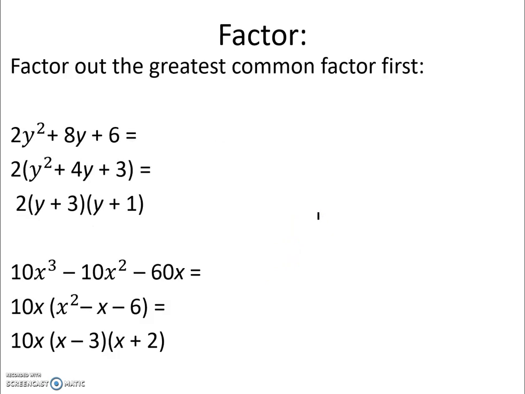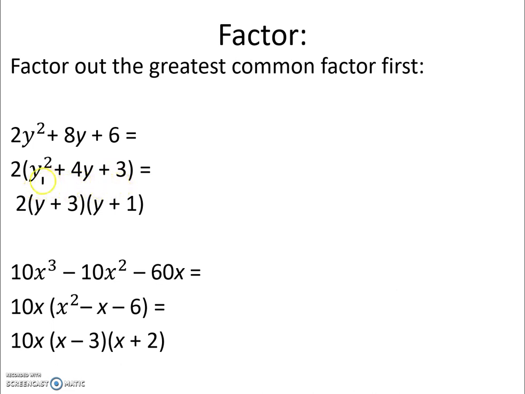Factoring out the greatest common factor first, we're given two different examples. The greatest common factor of 2y squared plus 8y plus 6 is 2. So we factor that out and we find 2 times y squared plus 4y plus 3.